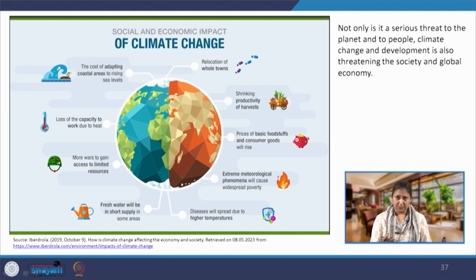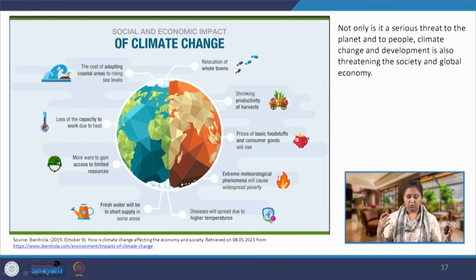productivity of harvest, which implies that there is going to be an increase in the price of all these commodities, food, the basic food stuff, the cost of affording a basic lifestyle will increase, and it will have huge economic repercussions and social repercussions. For example, there could be wars to gain access over certain resources. We have seen, and a lot of scientists suggest that the next world war would actually be fought on water, because we are not taking care of a resource as essential as water. So, there could be more wars to gain access to limited resources.